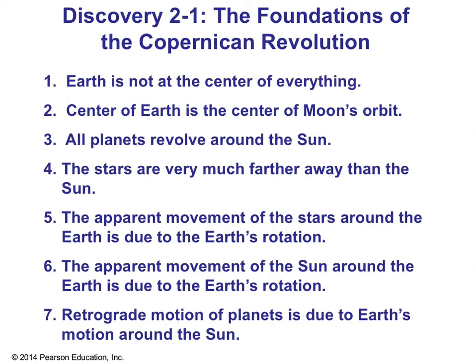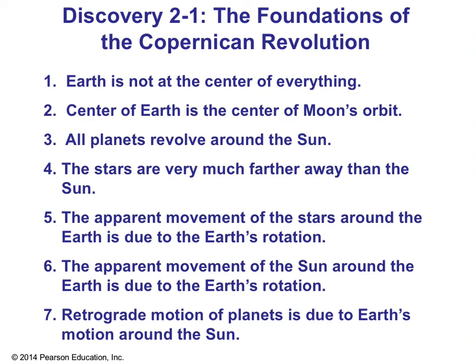So the discovery that took place with placing Earth outside of the center of the universe explained a lot of those things. So we know that Earth is no longer the center of everything, right? The center of the Earth is the center of the Moon's orbit. So the Moon is going to orbit in a perfect circle around the Earth. The Copernican model also said that all planets revolve around the sun, and they revolve in a perfect circle around our star.